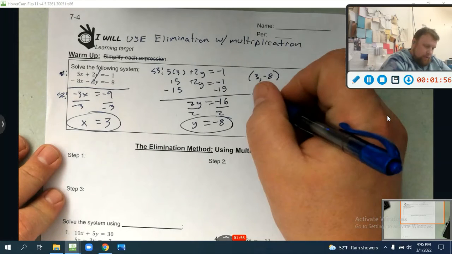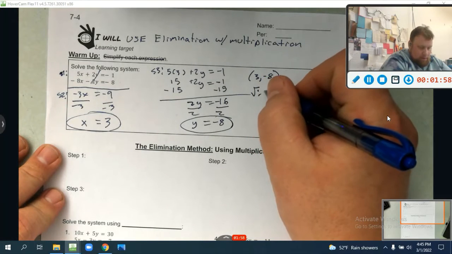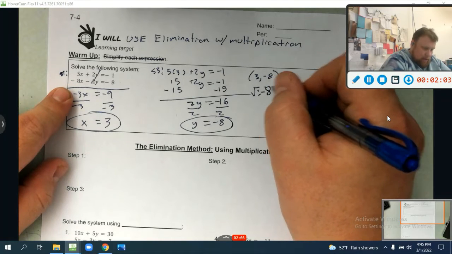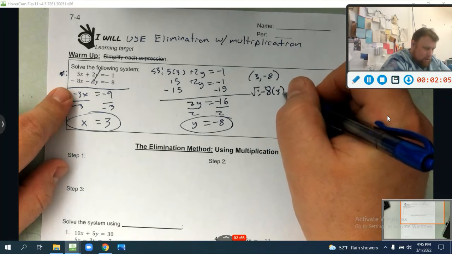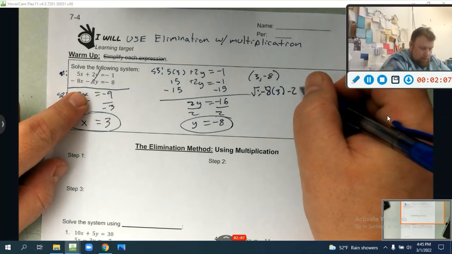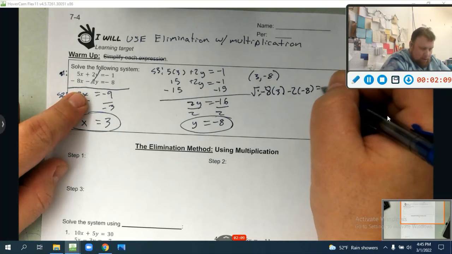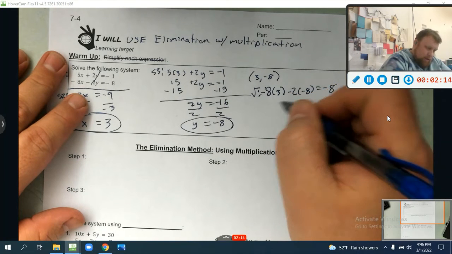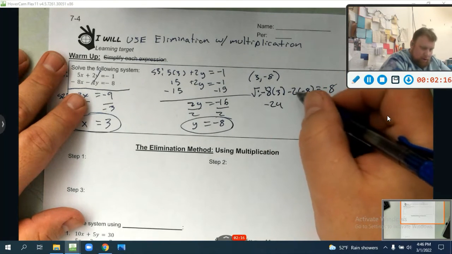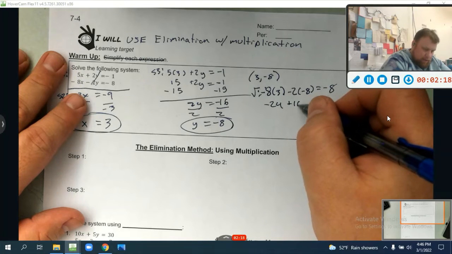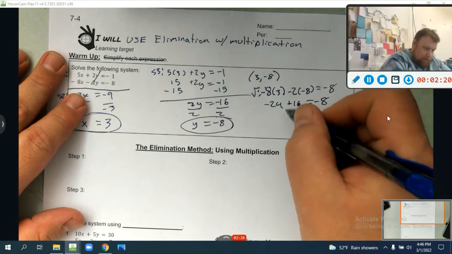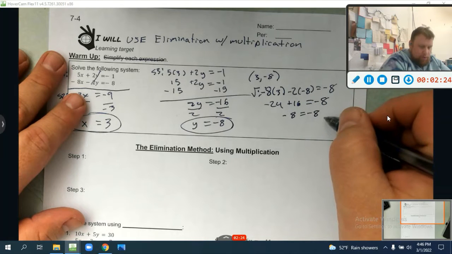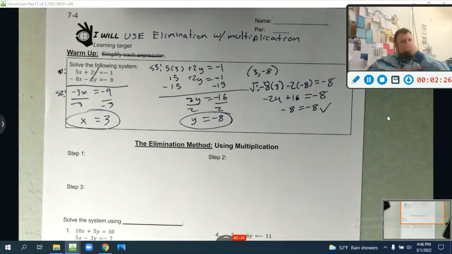Now, let's check our work in the bottom one. So in the bottom, negative 8 times my x value of 3 minus 2 times my y value of negative 8, and hopefully that will equal negative 8. So negative 8 times 3 is negative 24. 2 negatives make a positive, plus 16 equals negative 8. Negative 24 plus 16 is negative 8 equals negative 8. Is that true? Yes, it is. Check. We checked it.